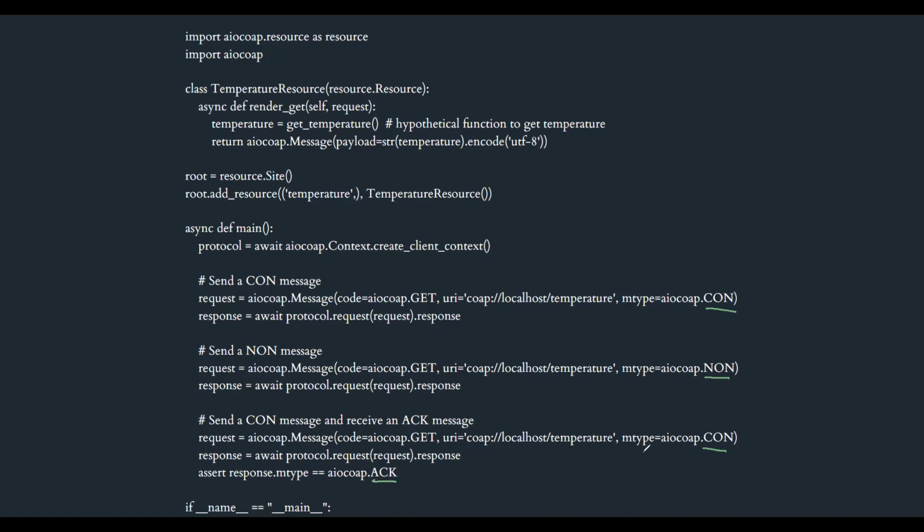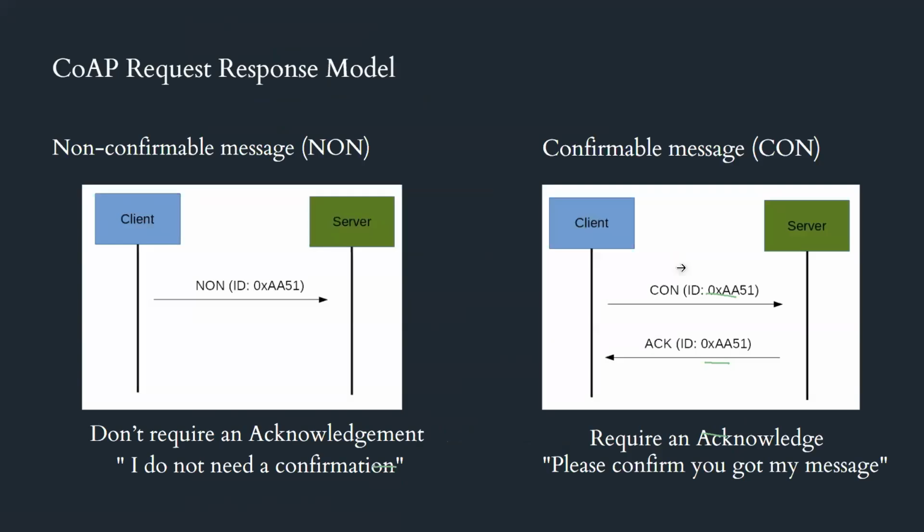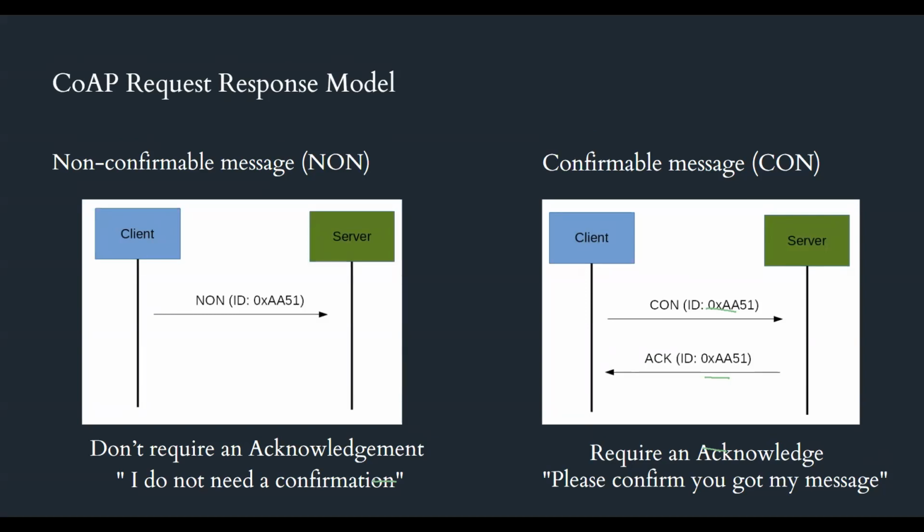Once we have all these parameters mentioned in the code, we can get the response from the server accordingly. So now we will discuss the NON message and the CON message. A NON message is a type of message that we send when we don't want any acknowledgement from the server. So let's assume that we are sending some message to the server, but we don't need any acknowledgement from the server. In that case, we will send a message of the type NON.